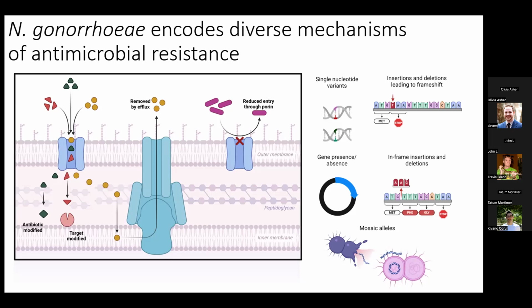Neisseria gonorrhoeae is also naturally transformable. So it picks up DNA from its environment, including from bacteria that live in our pharynx, which are closely related commensal Neisseria that are exposed to antibiotics all the time and have evolved resistance. When they pick up these genes from other Neisseria, we get these mosaic alleles that are partly derived from Neisseria gonorrhoeae, but partly derived from these other diverse Neisseria.